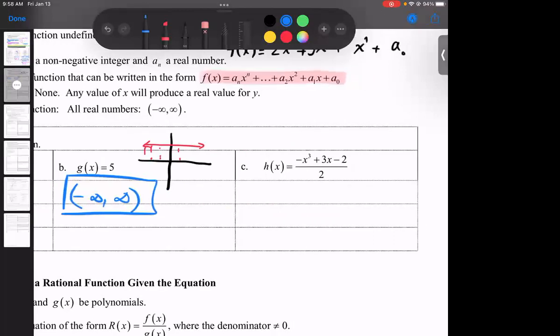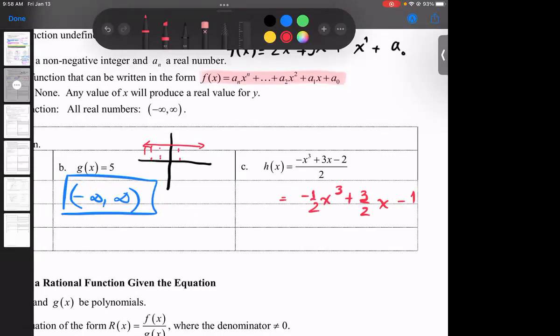What about C? Is it a polynomial? I see a fraction, which makes me nervous. But is it a polynomial? Yes, right? You can split it. If I split it, what do I have? I have negative 1/2 x cubed, I have 3/2 x, I have -1, right? It's a polynomial.